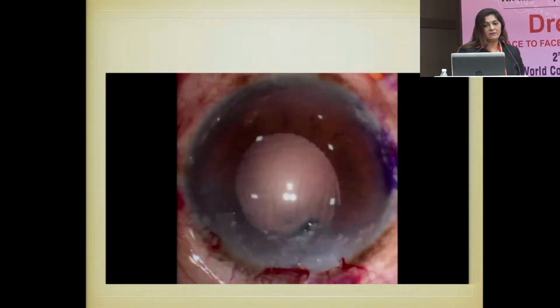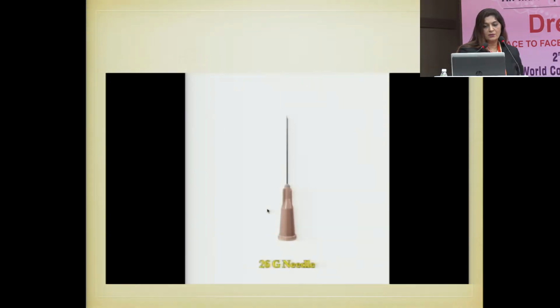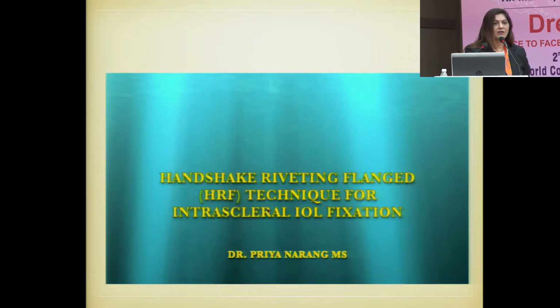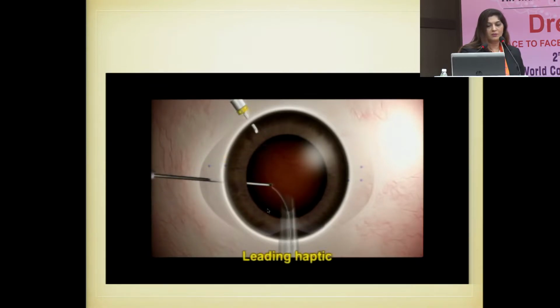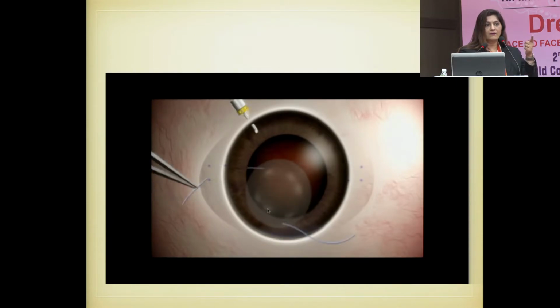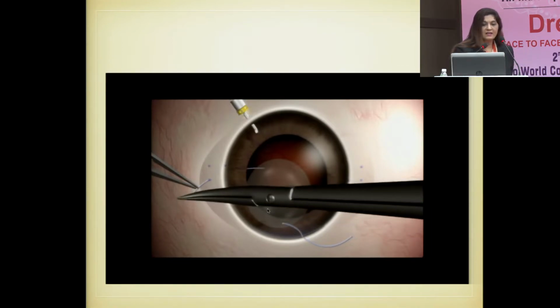The handshake rebating method. This is an adaptation of the Yamane method, and what you need for this is a 26 gauge needle and a 3-piece intraocular lens. We do not get 30 gauge needles many times here in our country, so we just modified this a bit, suiting our scenario. The initial steps are the same as what we do in the Yamane method, 2 millimeter by 2 millimeter. You just mark. Then with a 26 gauge, you take a 1.5 inch long needle, and then you create the track and you externalize the leading haptic.